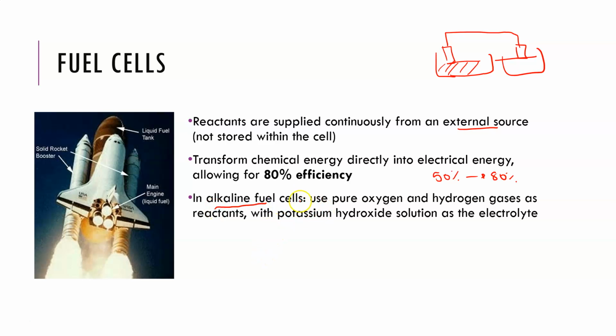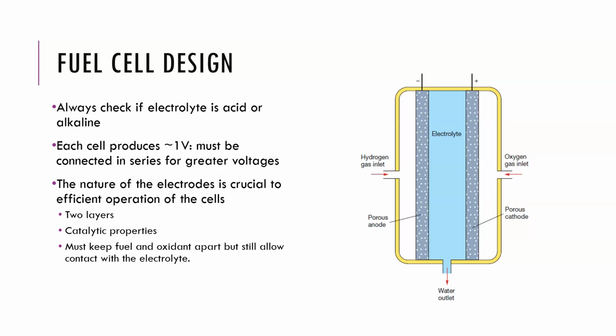And in alkaline fuel cells, we use pure oxygen and hydrogen gases as reactants and potassium hydroxide as the electrolyte. So this is one of our example cells. And we get the half equations from that from our electrochemical series. So if we have a look at a simple design of a fuel cell, one of the main things that we need to do is always check if the electrolyte is acidic or alkaline.